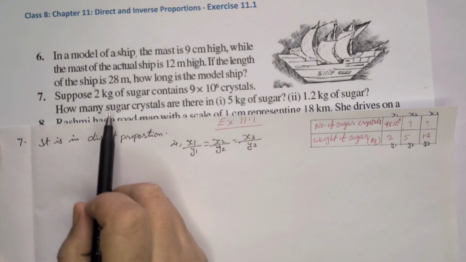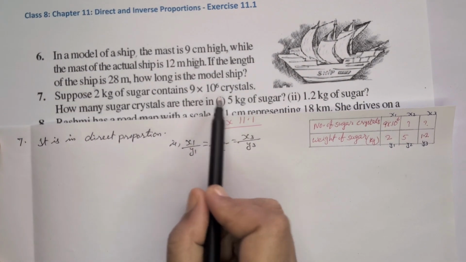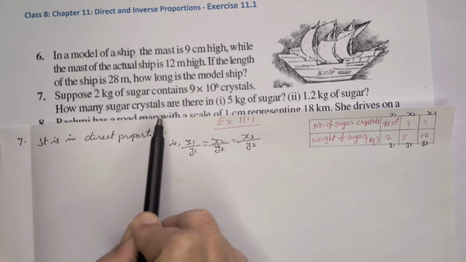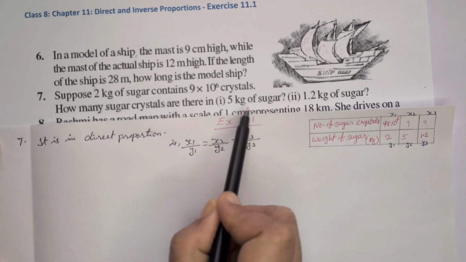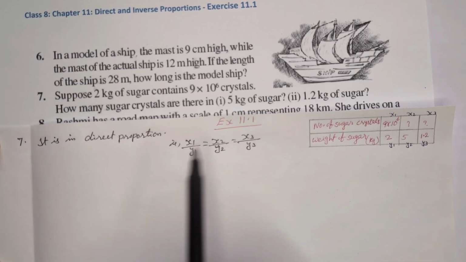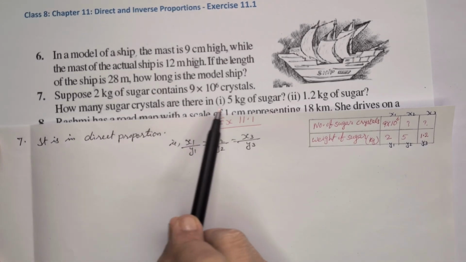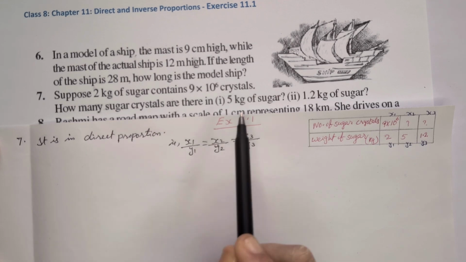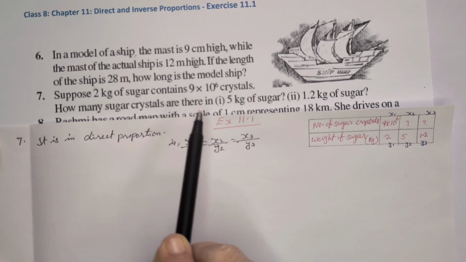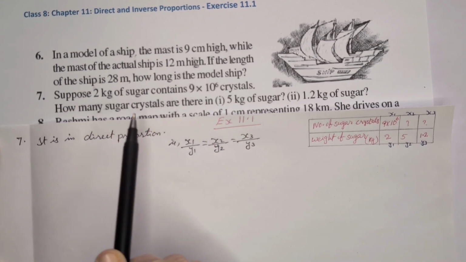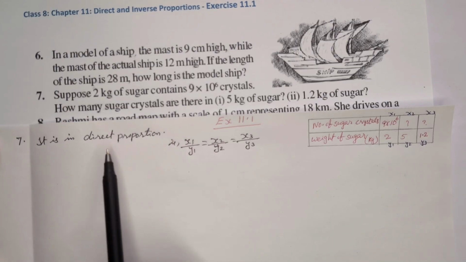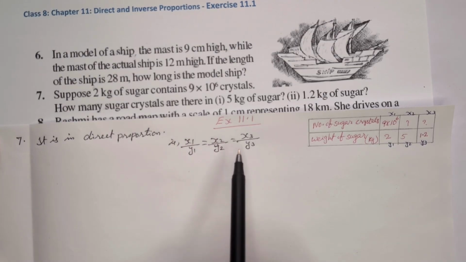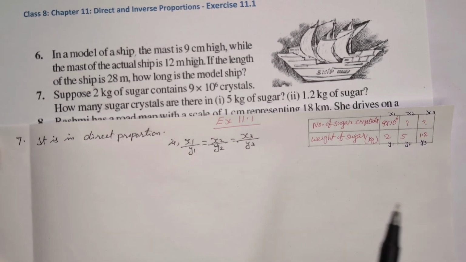Question number 7. Suppose 2 kilogram of sugar contains 9 into 10 raised to 6 crystals. How many sugar crystals are in 5 kg of sugar and in 1.2 kg of sugar? This also we know is in direct proportion. More kilogram, more crystals will be there, in the same ratio. So we can write it is in direct proportion, which means x1 by y1 is equal to x2 by y2, which is equal to x3 by y3.